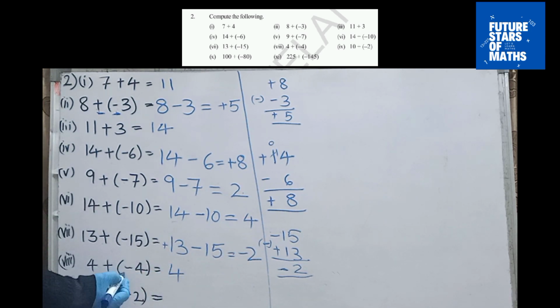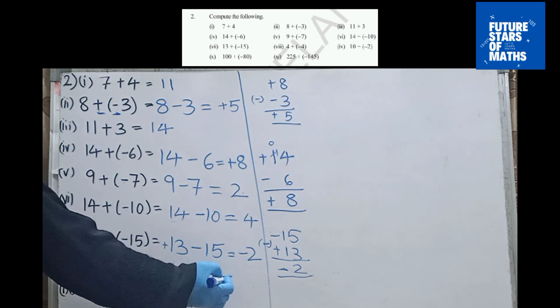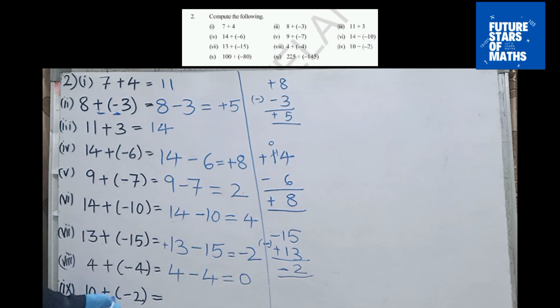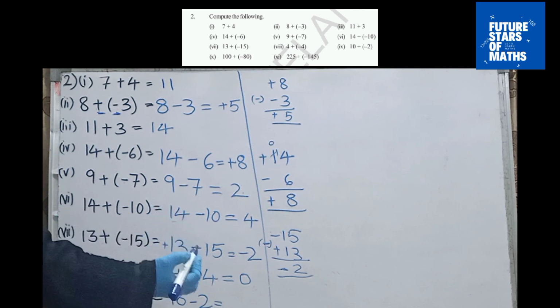Now 4 plus into minus is minus 4. 4 minus 4, same numbers we are subtracting. So the answer will be 0. Then here 10 plus into minus is minus 2. 10 minus 2, what do we have? We get 8.